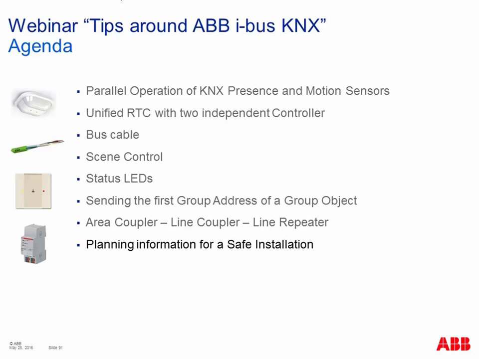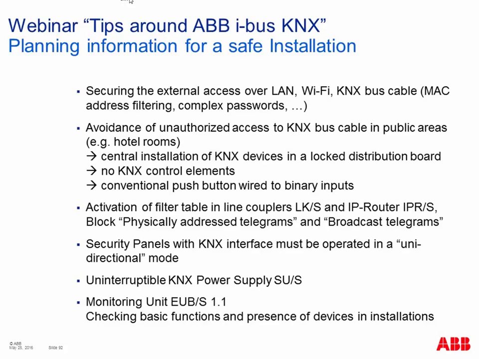Good, so the last slides are about some planning information for safe installation. These are some recommendations made by the KNX Association. I would give you, for example, some details. At first, when you use Wi-Fi or IP, like in public buildings, the first step is you should use really complex passwords. Or you can use, for example, MAC address filtering in your network router to say only my iPad or my tablet or my smartphone with this MAC address have access to my Wi-Fi network when I want to operate my KNX installation via Wi-Fi. This is very important.